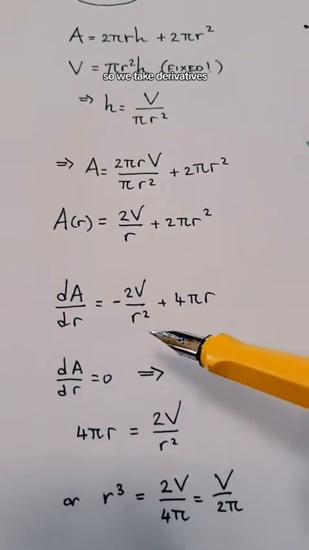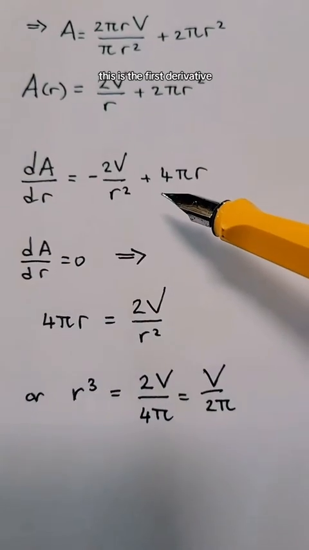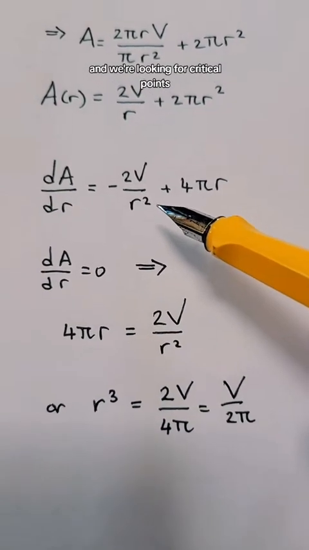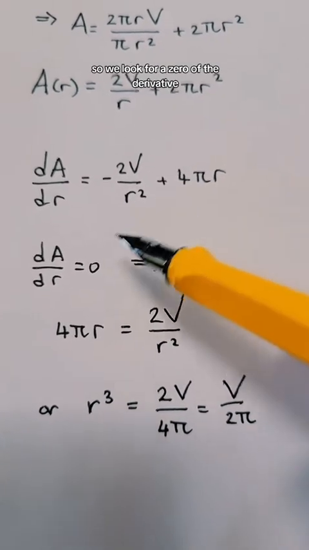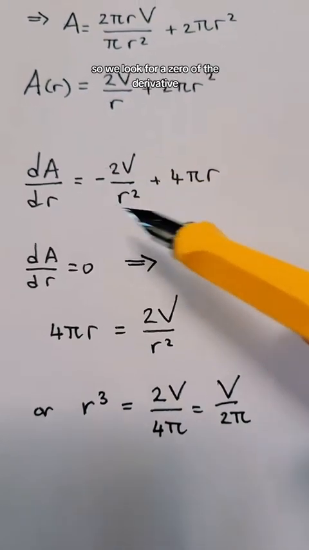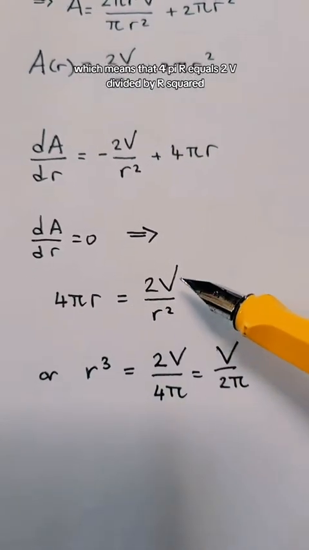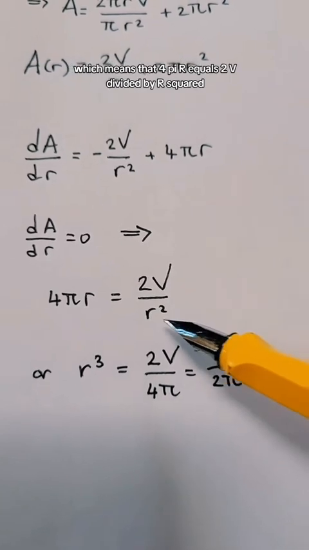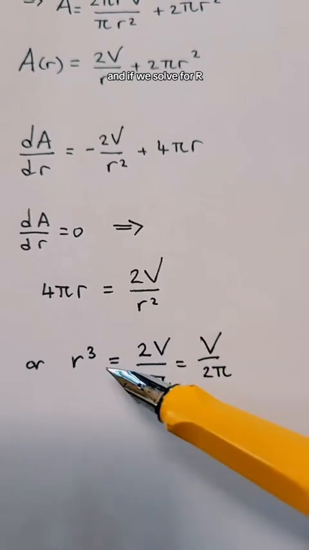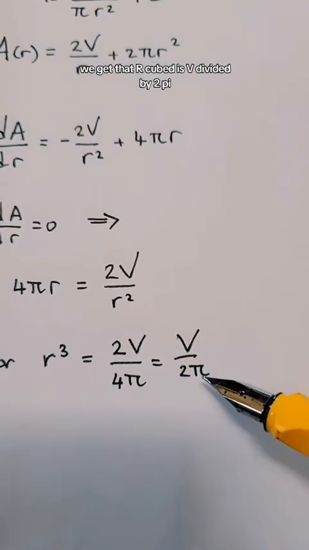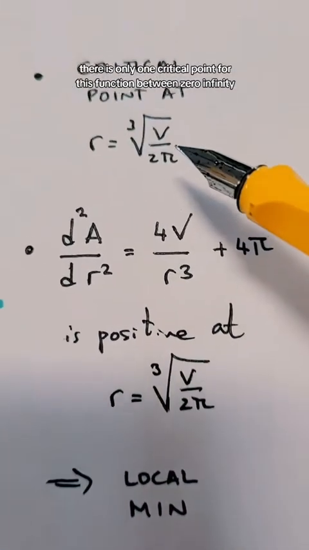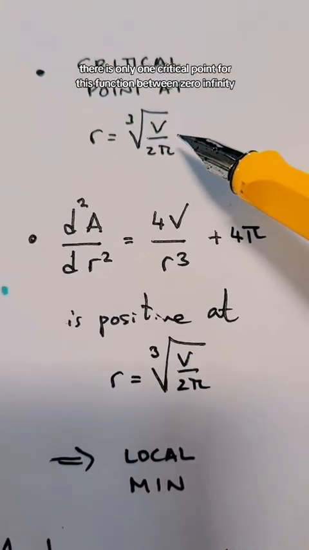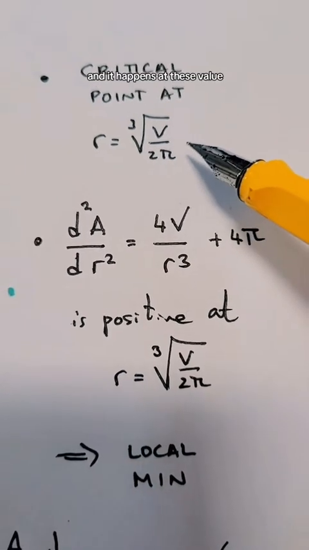So we take derivatives. This is the first derivative, and we're looking for critical points, which are those that make this vanish. So we look for a zero of the derivative, which means that 4 pi r equals 2V divided by r squared. And if we solve for r, we get that r cubed is V divided by 2 pi. Therefore, there is only one critical point for this function between 0 and infinity, and it happens at this value.